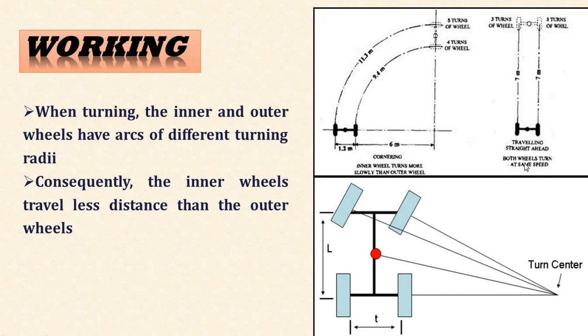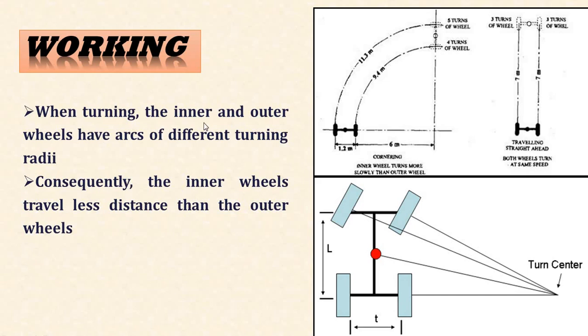Here it shows traveling straight ahead on the road. Both wheels turn at the same speed. So in both conditions, the speed varies. So when the front wheels are rotating, the center is lying somewhere here, in the same axis as the rear axle.